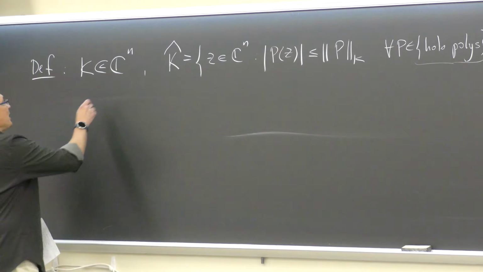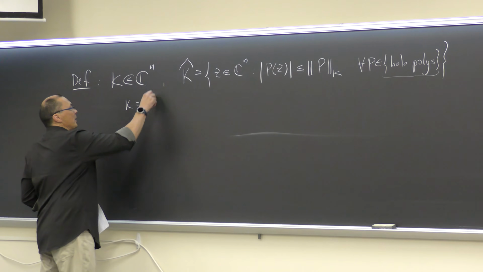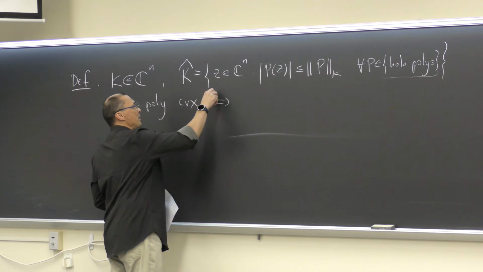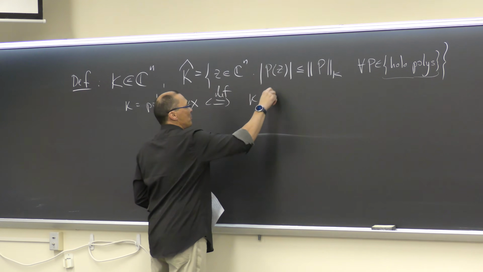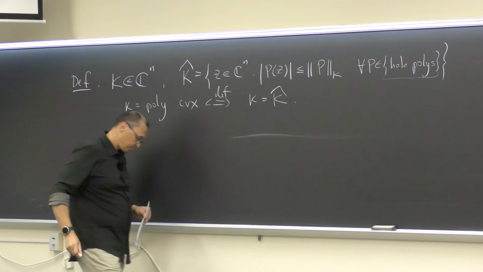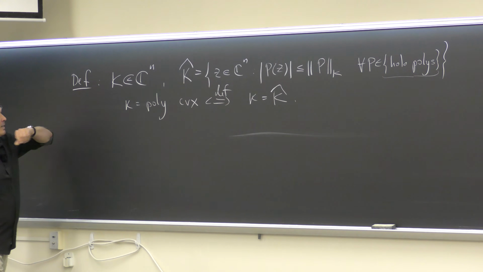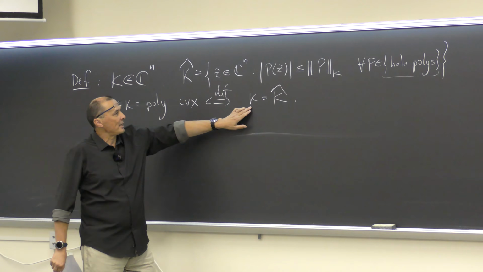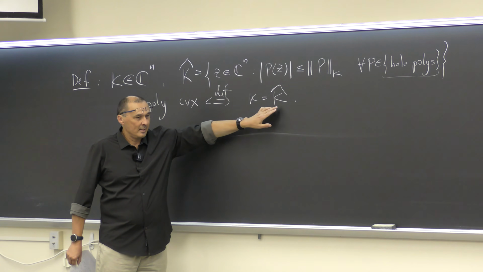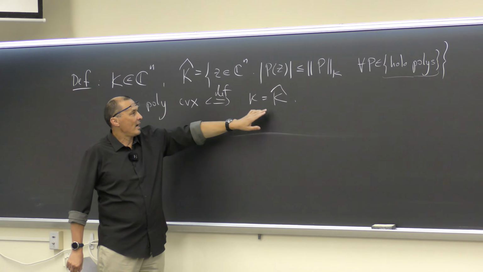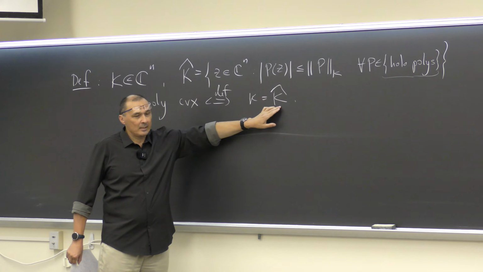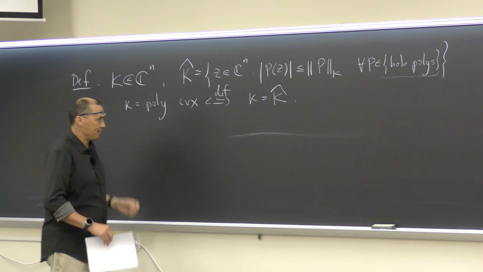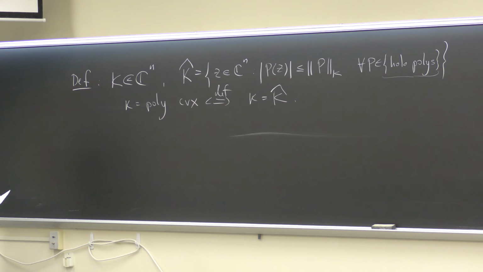And we say that K is polynomially convex. By definition, this means that K is equal to K hat. And it's straightforward to see that for a compact set K, K hat is compact. And if you take the polynomially convex hull of K hat, you're going to have K hat again.